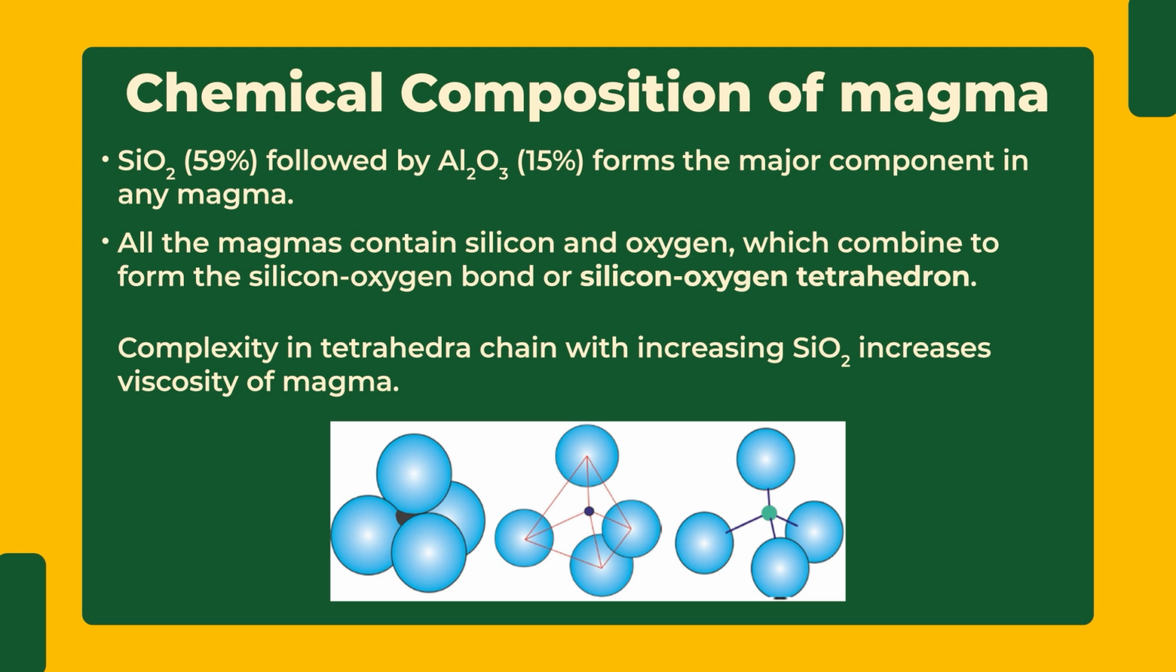The silicon oxygen tetrahedra is the fundamental component of most silicates found on the Earth's crust.